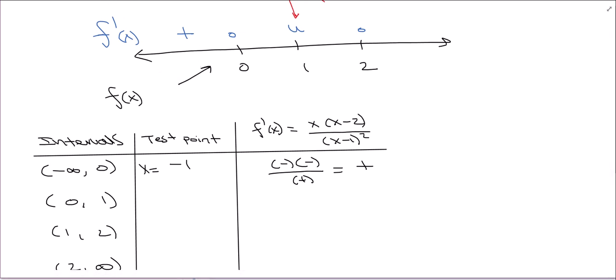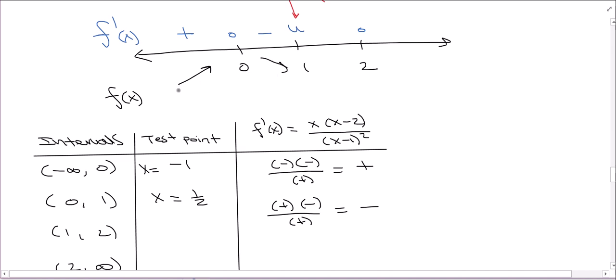Now let's go to the next test point. Between 0 and 1, pick 1/2, or 0.5 if you want to change it to a decimal. x is positive 1/2, so that's positive, and then 0.5 minus 2 is negative, over the bottom, which is always positive. So I have a positive times a negative is negative, divided by a positive, so that's negative. My derivative here is negative, which means that the function is decreasing. So I will go from increasing to decreasing. What sort of a thing do we have at 0? This is going to be a local max.